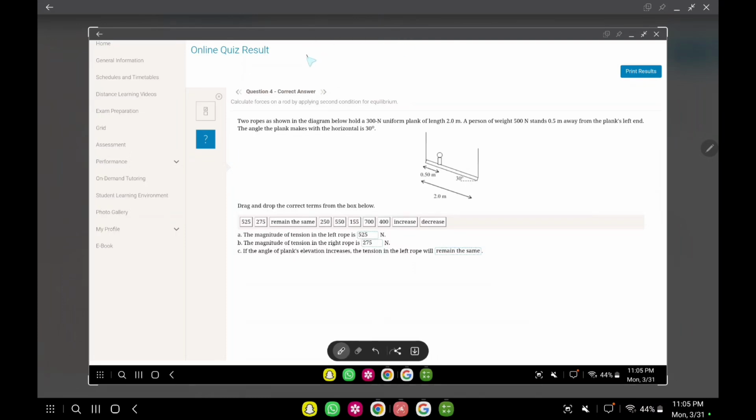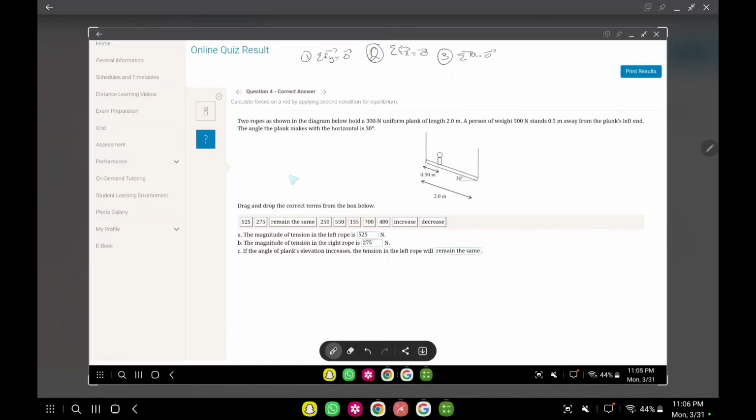So what three things do we have? Sigma Fy is equal to 0, sigma Fx is equal to 0, and the third is that sigma M is equal to 0. Let's start with sigma Fy. Also, before doing this, I have to resolve the forces. Okay, let's start.